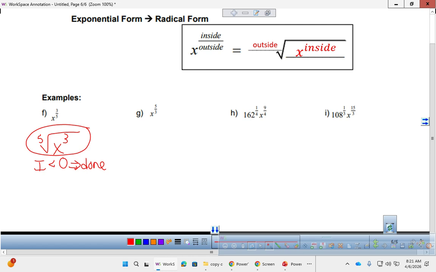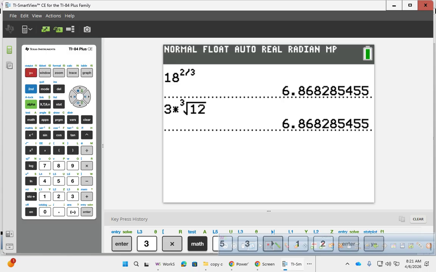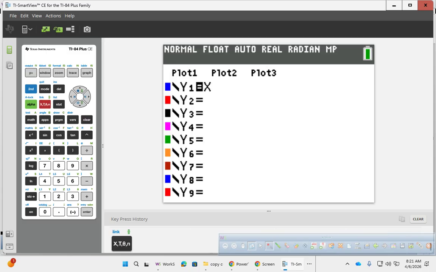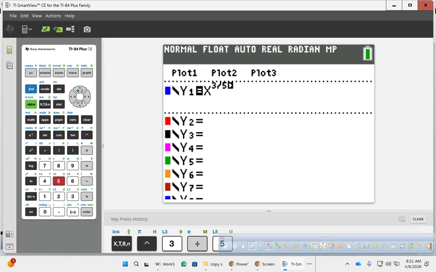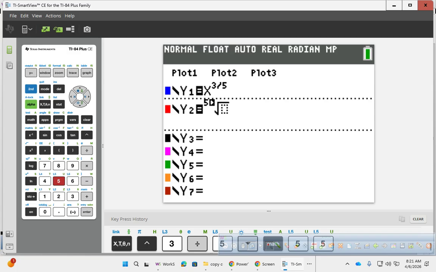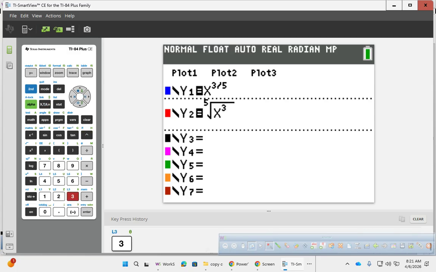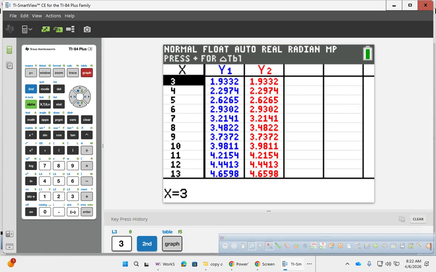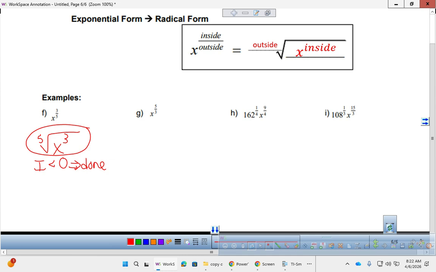You can still check these, okay? You just can't do it in the home screen of your calculator. You can do it here though. x to the 3/5. And then I can math 5, the 5th root of x to the 3rd. So exponential form is in y1, radical form is in y2, and you'll see that those decimals are consistent in the y1 and the y2. Just because they look different, they're still the same answer. They're still the same variable.